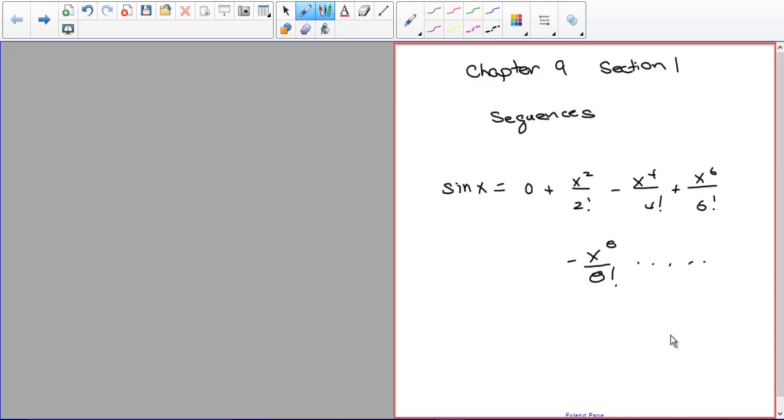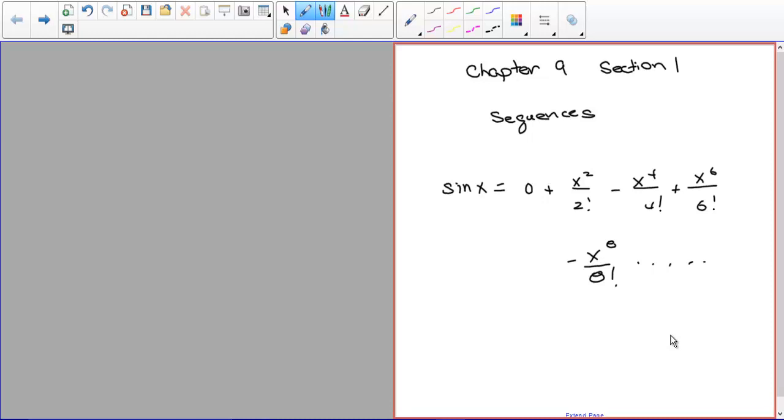What this is called is a series. We're going to talk about sequences first, but a series is a sequence: you take the terms of a sequence and you add them together. Each one of these things is a term in the series. If we carry this out to an infinite number of terms, then you get an exact answer for the sine of x.